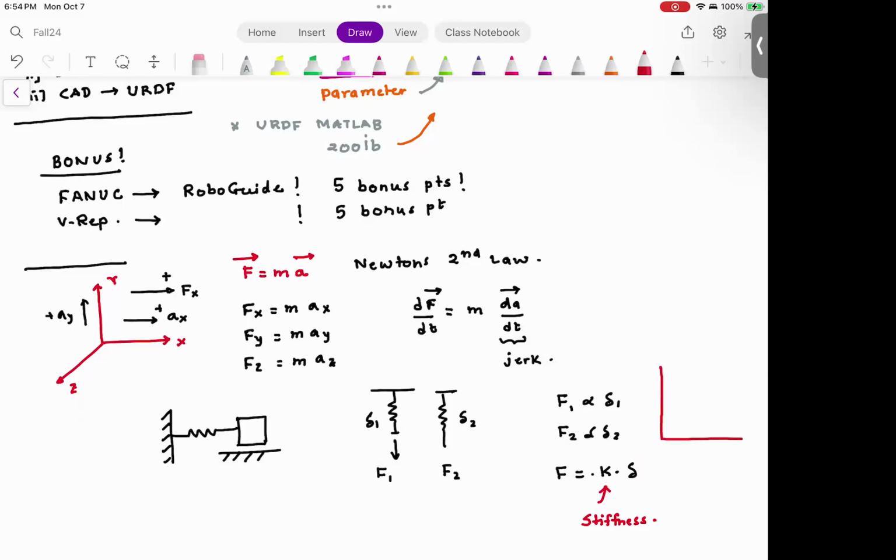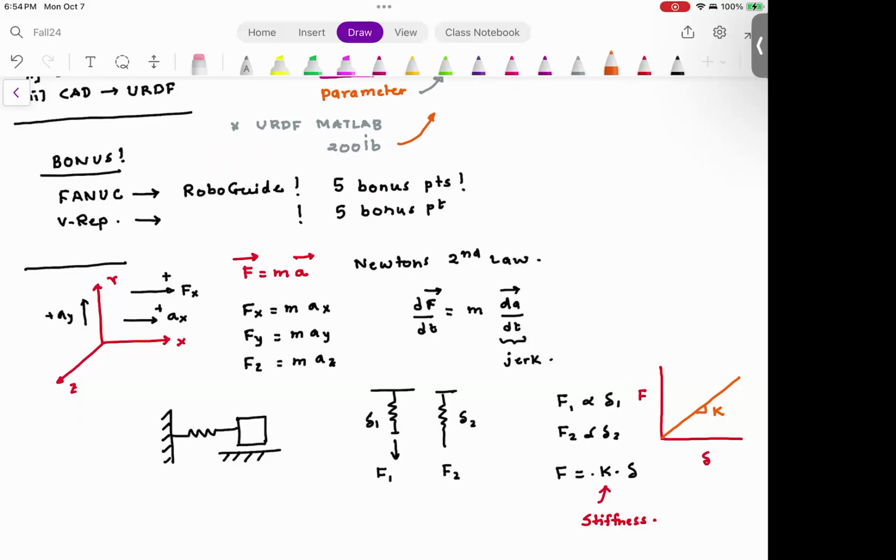If you apply force and measure displacement, and plot this, it gives you a straight line. This slope is called K, the stiffness. Everyone understood this?